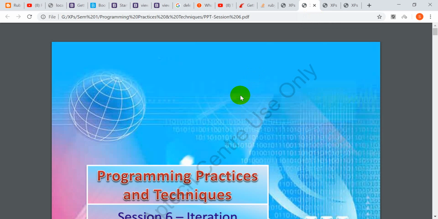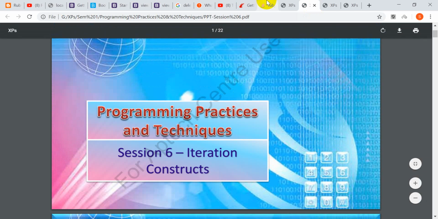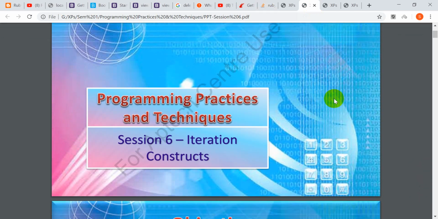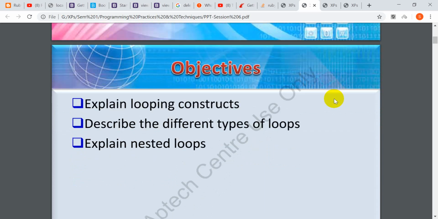So this is session 6, and session 6 is all about the iteration construct. You know what iteration is? Like repetition, right? Iteration is all about repetition, looping. So let's see the objectives of it: explain the looping construct, describe the different types of loops, and then explain nested loops.